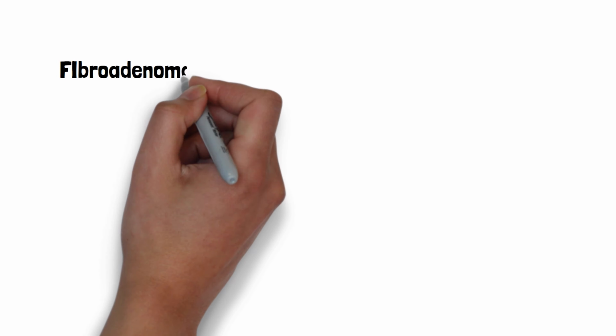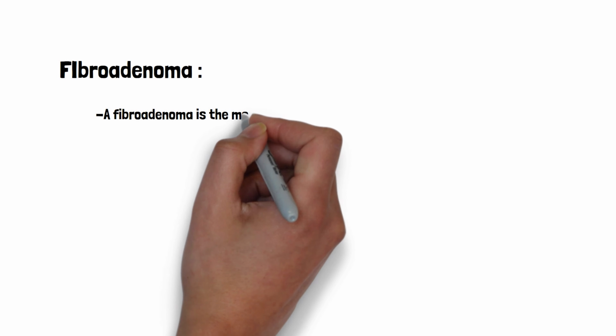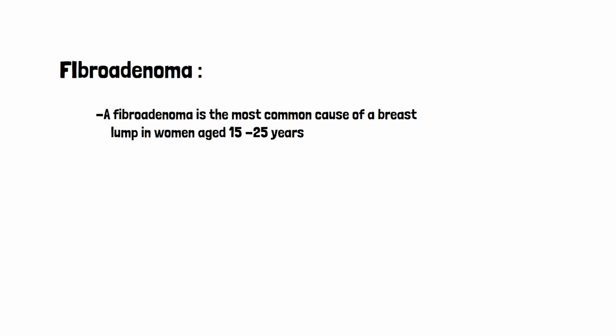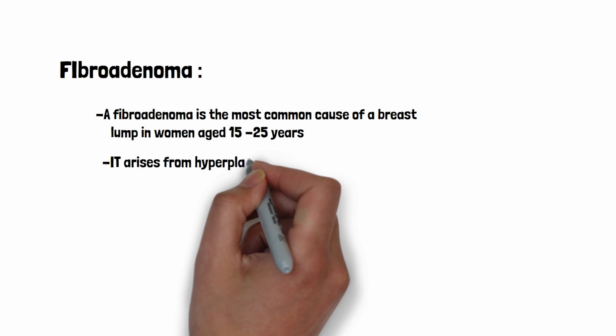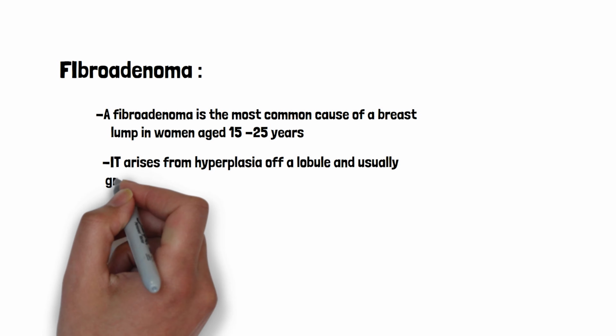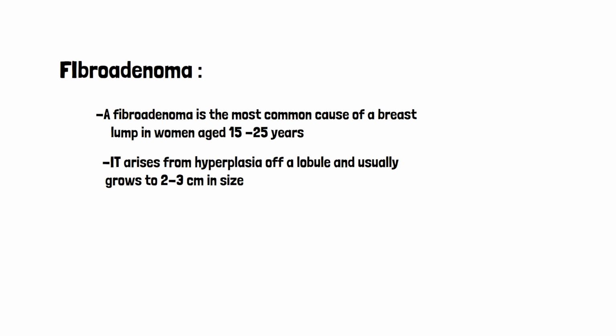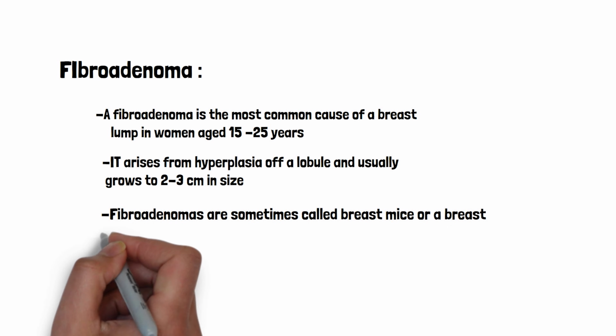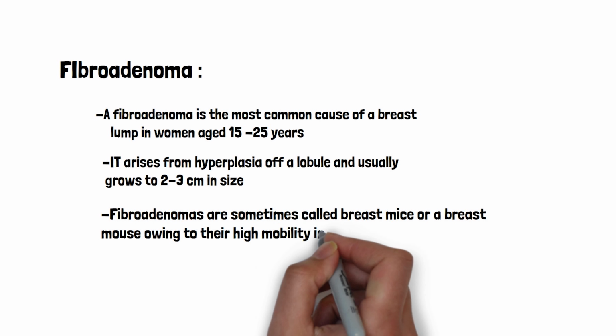Fibroadenoma. A fibroadenoma is the most common cause of a breast lump in women aged 15 to 25 years. It arises from hyperplasia of a lobule and usually grows to 2 to 3 centimeters in size. Fibroadenomas are sometimes called breast mice or a breast mouse owing to their high mobility in the breast.